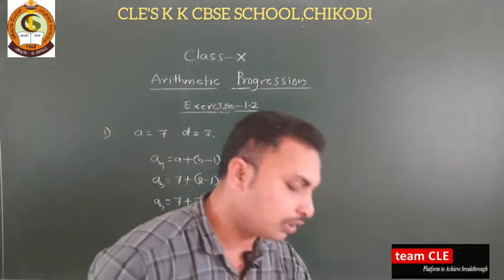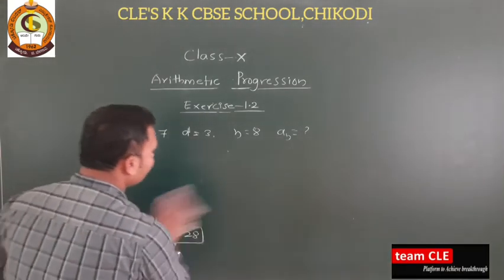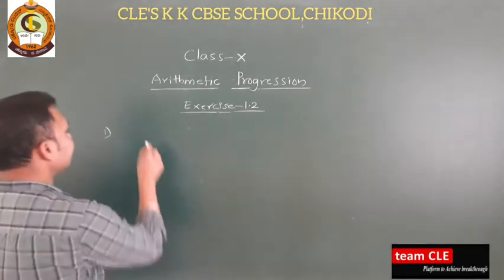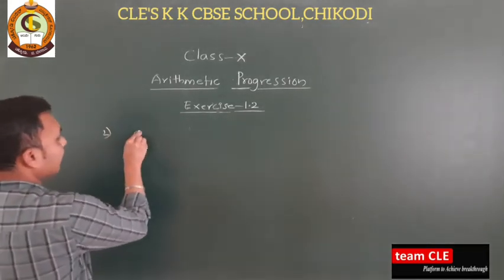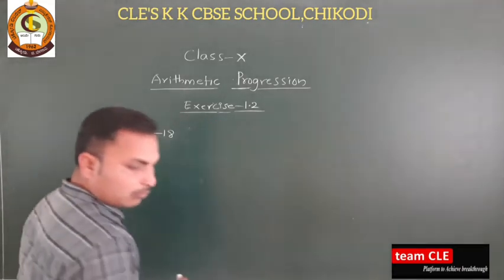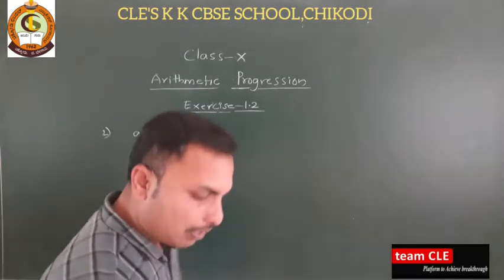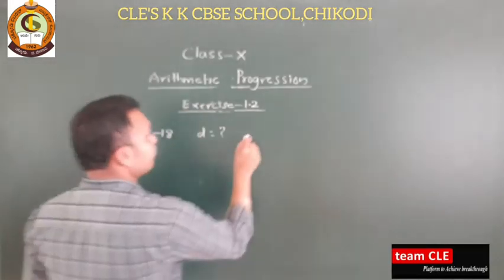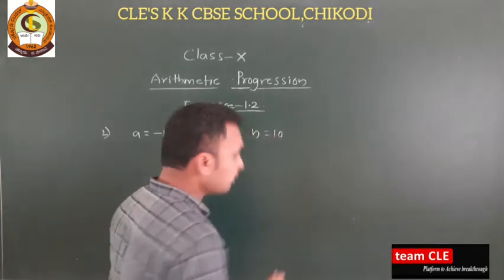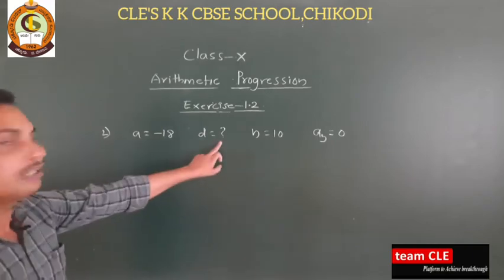Next, second question. They are given A is equal to minus 18. Now D is not given, D is equal to question mark here. We need to find D. N given 10, so N is equal to 10. Next An is 0. What we need to find here? D we need to find.